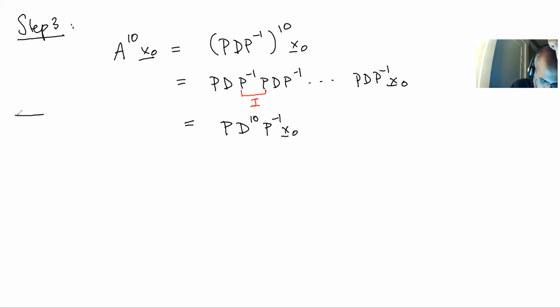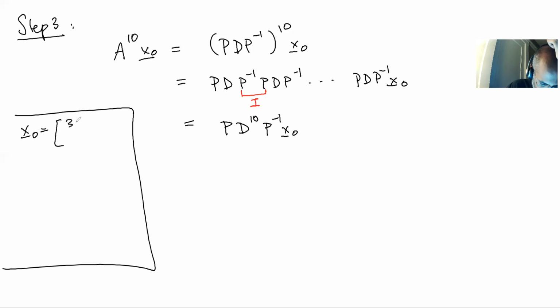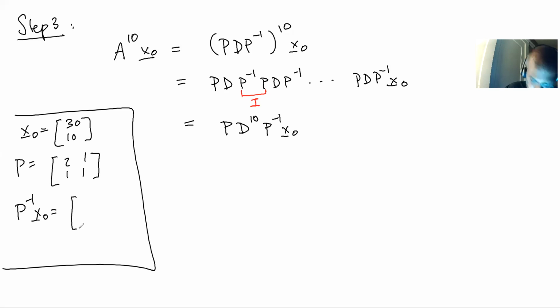So first let's compute P inverse x naught. So x naught was this vector (30, 10). P was this matrix (2, 1, 1, 1). I'll spare you the details, but P inverse x naught turns out to be (20, minus 10). So that just means x naught is equal to 20 times V1 minus 10 times V2, right? But now we're familiar with this, just expressing x naught in the basis of eigenvectors.